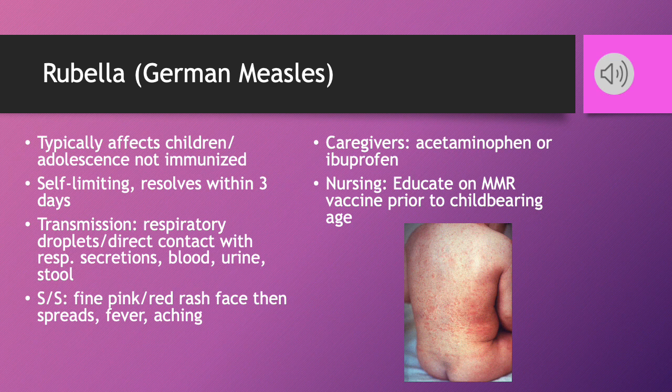Some nursing considerations include to educate the parents or caregivers about the MMR vaccine. That's the measles, mumps, and rubella vaccine. And this is especially prior to childbearing age, which I'm sure you heard about in your pregnancy lectures. We'll also talk about that when we discuss immunizations. The patient with rubella should also be placed on droplet precautions until 7 days after the onset of the rash.